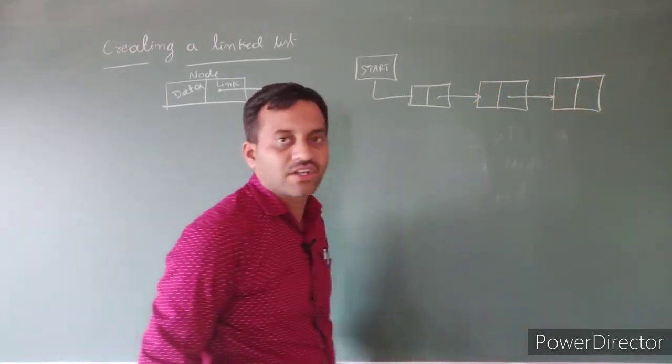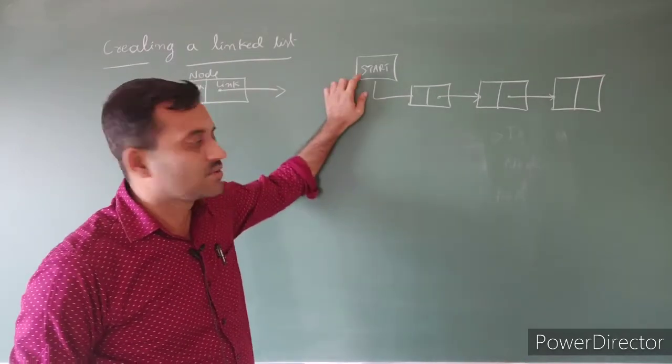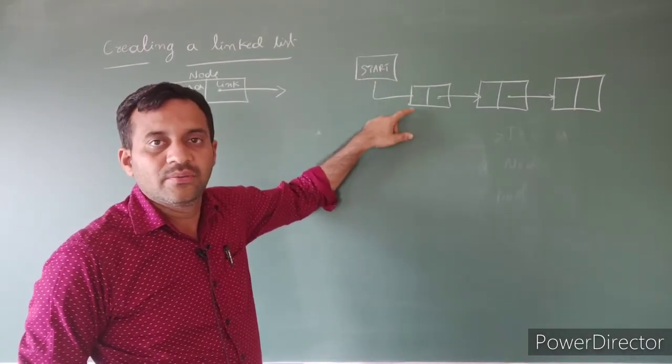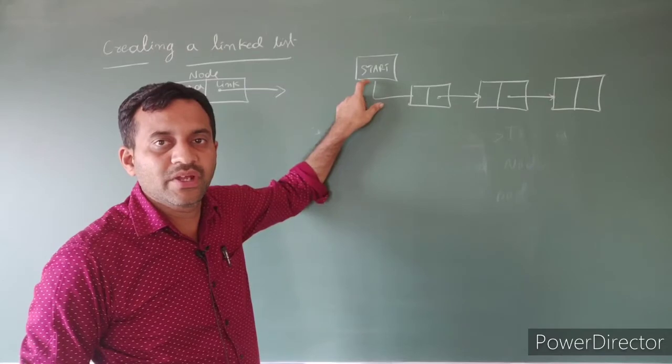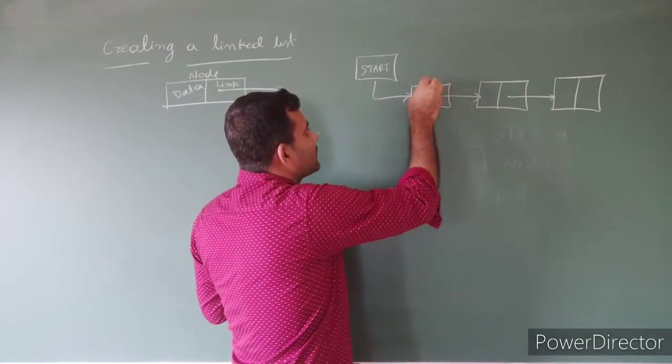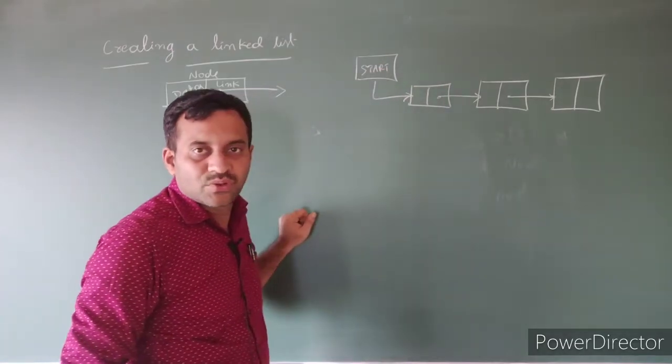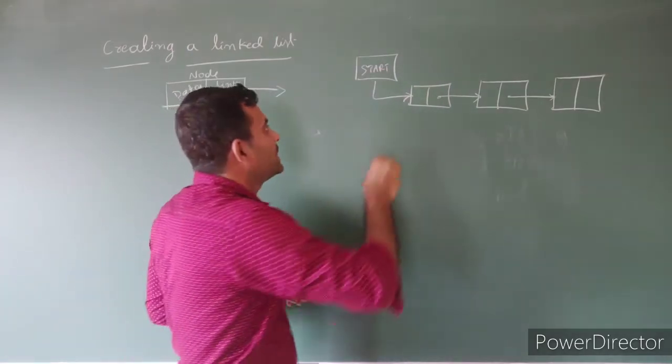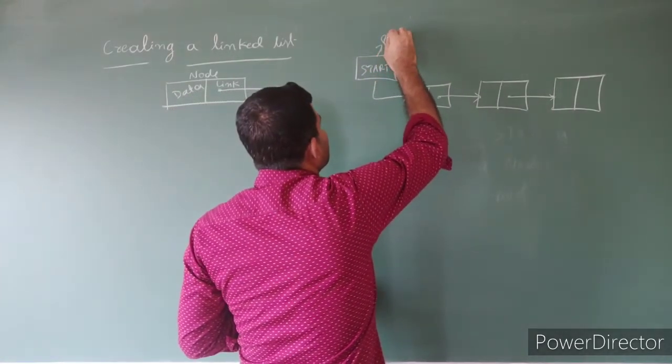This is the general structure of node. The start stores the address of the first node. Basically, start is a pointer.